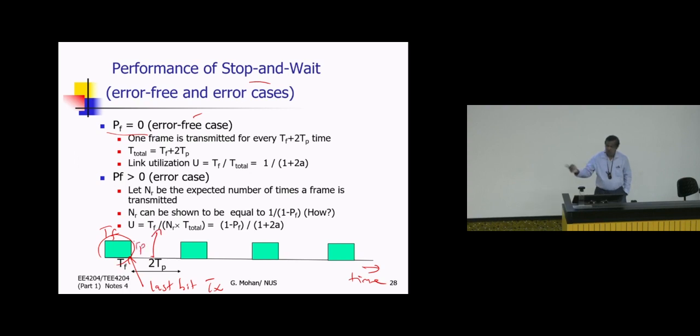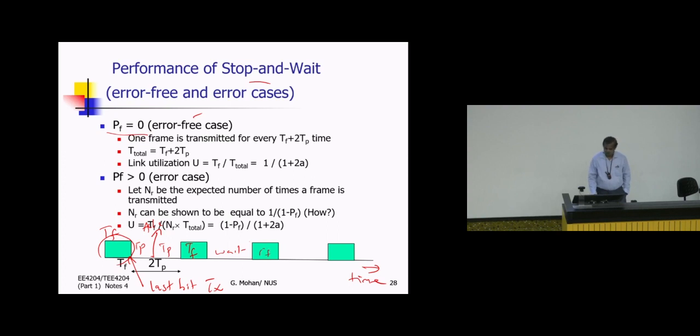When the last bit is received at the other side of the link, acknowledgement is transmitted, and the acknowledgement will take another TP time units to reach the sender. Once the sender gets the acknowledgement, it sends the next frame. It transmits for TF duration. Then it waits. So this is the waiting time, waiting for the acknowledgement. Then the next frame is transmitted.